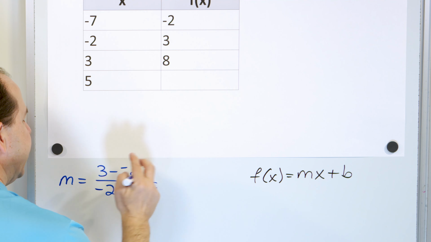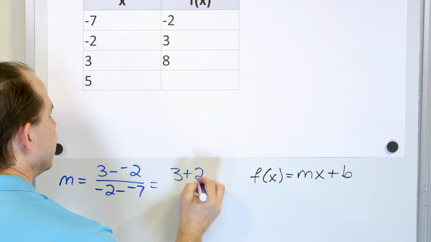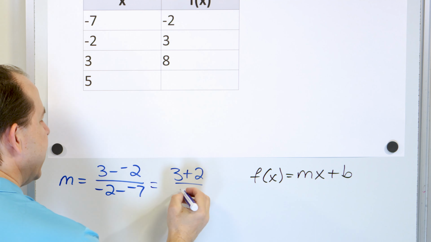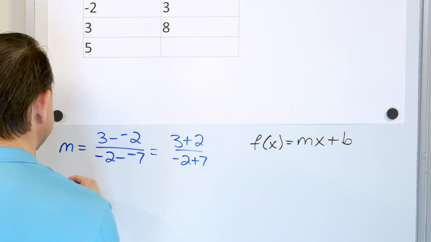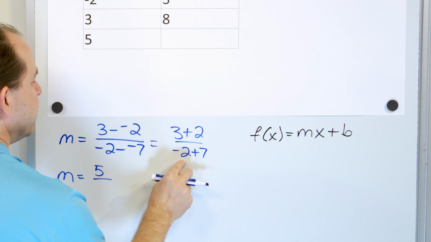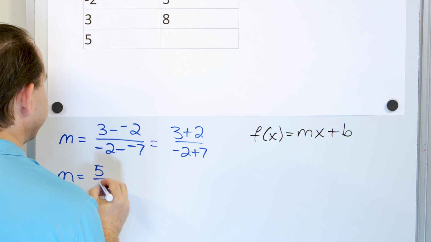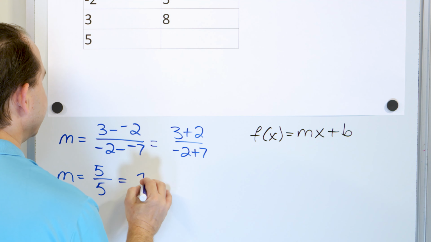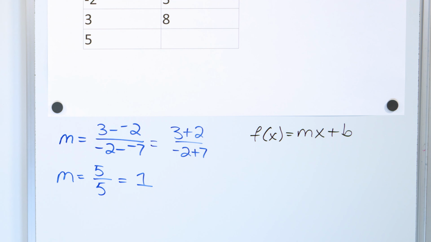So this works out to be 3 plus 2 on the top because we add the opposite here, and negative 2 plus 7 on the bottom. So what we get here is a 5 on the top, and on the bottom we also get a 5. 7 minus 2 is 5, and so the slope is equal to 1. Let me just double check myself here. The slope is indeed equal to 1 for this problem.